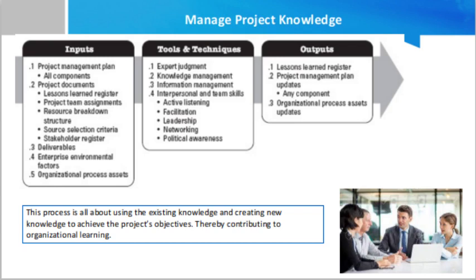Now the inputs for manage project knowledge are project management plan, project documents like lessons learned, resource breakdown structure, stakeholder register, deliverables, any unique verifiable product or result that is produced as part of the project is a deliverable. Typically, deliverables are tangible components, enterprise environmental factors, EEF, organizational process assets, or OPA.